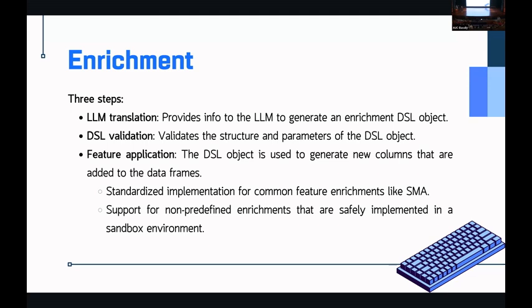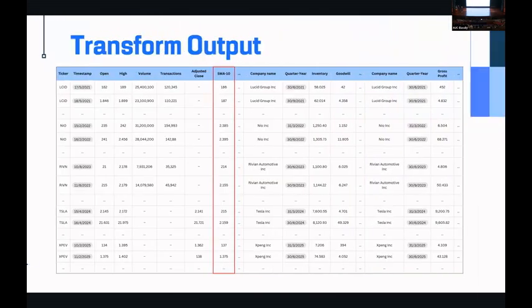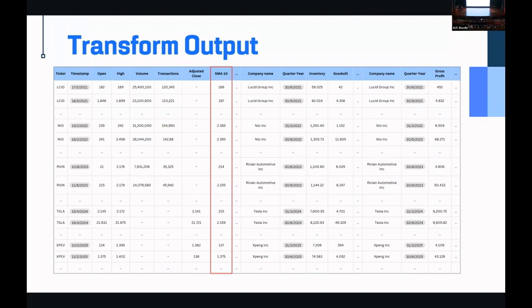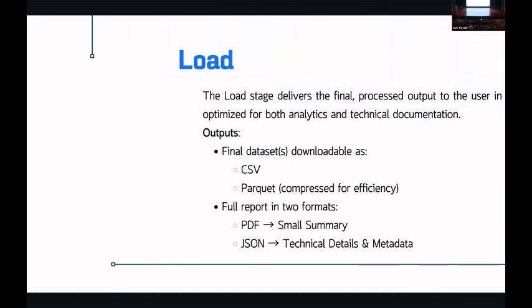The enrichment engine applies the features. So for common enrichments, we have a standardized implementation, for example, with simple moving average. But sometimes the user might want an enrichment that's not very common. So in this case, the LLM will generate code. And in order to run the code securely, we run it inside of a sandboxed environment. This is the output. So in our example, we generated a column called SMA10. This is simple moving average. This was not in the original dataset.